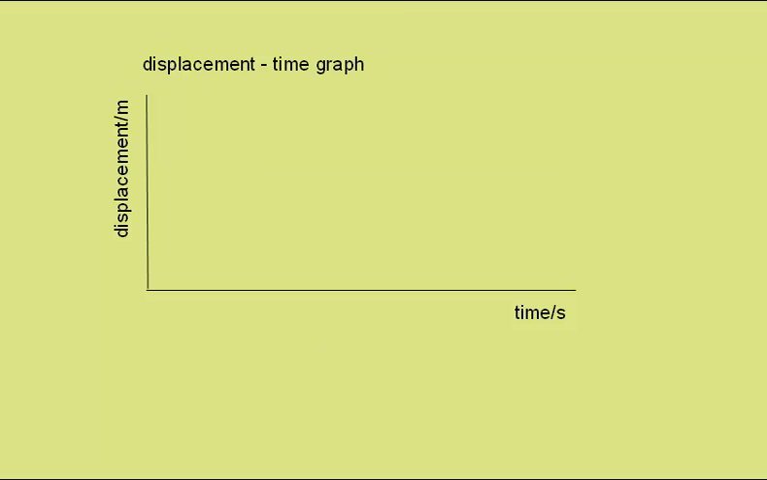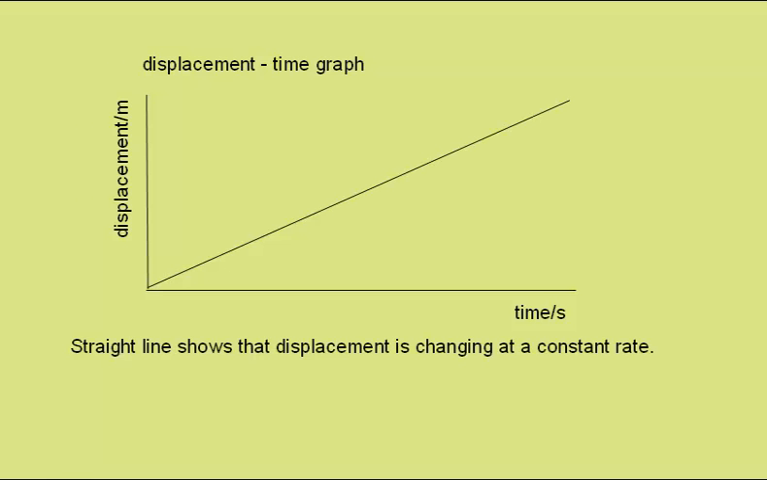Another displacement time graph, but this time with a straight line sloping upwards. This shows us that displacement is changing at a constant rate. This is a constant velocity. If we mark a change in displacement here, delta s, over a certain time interval, delta t, if we work out the gradient, that would be delta s over delta t. But we said earlier that delta s over delta t equals the velocity v. So the gradient of a displacement time graph gives us velocity.